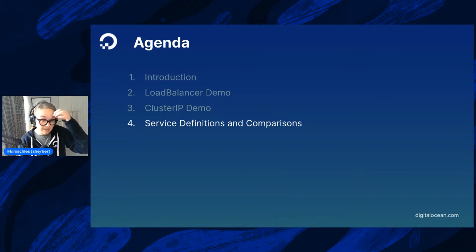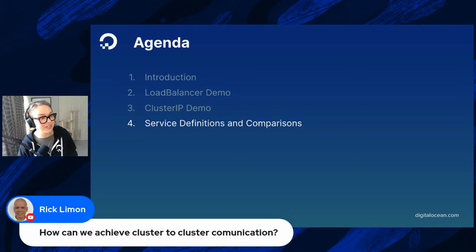And then Rick says, how can we achieve cluster to cluster communication? That's tricky. The way that I've done it in the past is I've had 2 different clusters in 2 different virtual private clouds, VPCs, and then peered the VPCs. So that's one way you can do it. But that is tricky for sure.